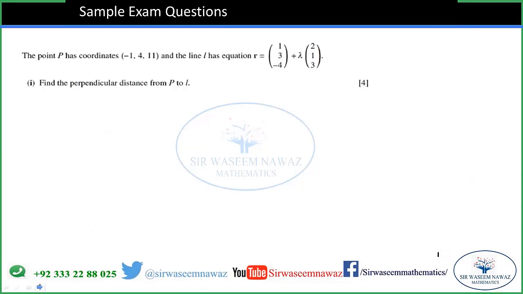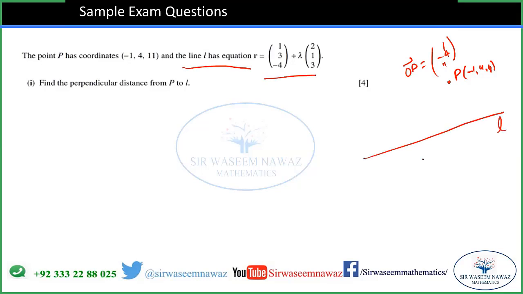Now look at this question. The question says the point P has coordinates 1, minus 4, 11. This is our point P here. Since it is a point P, I can write it as a position vector OP, 1, minus 4, 11. There is a line L with the equation r equals this. We have this line here, and if I write it in this form, 1 plus 2 lambda, 3 plus lambda, and minus 4 plus 3 lambda.